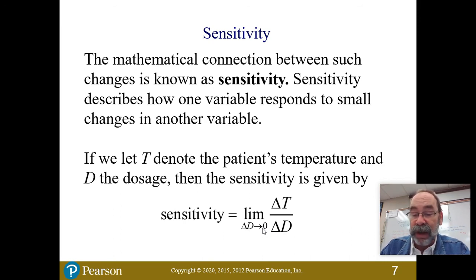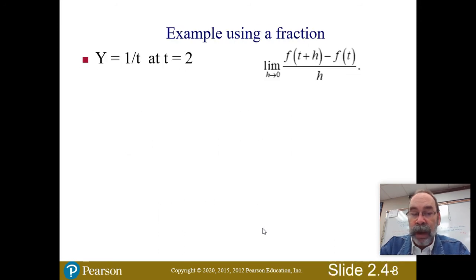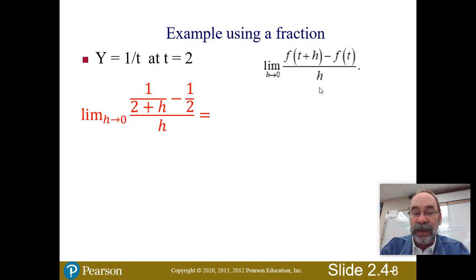Now, we haven't done a fraction yet. So let's try one. So y equals 1 over t at t equals 2. We want to find the slope of this function at t equals 2. So there's our formula right there. Let's put in t plus h. That's going to be f of 2 plus h. So 1 over 2 plus h, minus 1 over 2, because we just put 2 in for that t, all divided by h. The limit of that as h approaches 0.